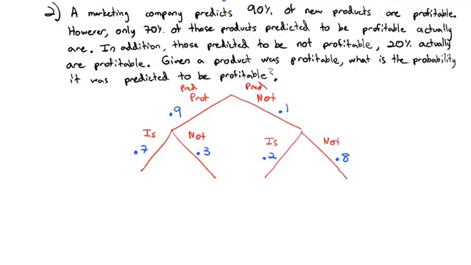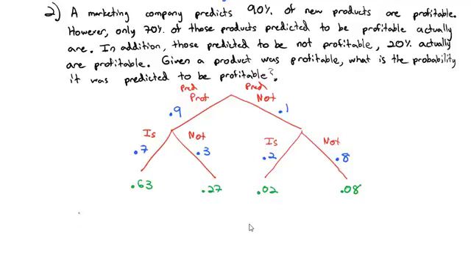Going down the lines, multiplying 0.9 times 0.7, the first branch is a 0.63 probability. 0.9 times 0.3, there's a 0.27 probability. Next branch, 0.1 times 0.2 is 0.02. And 0.1 times 0.8 is 0.08.